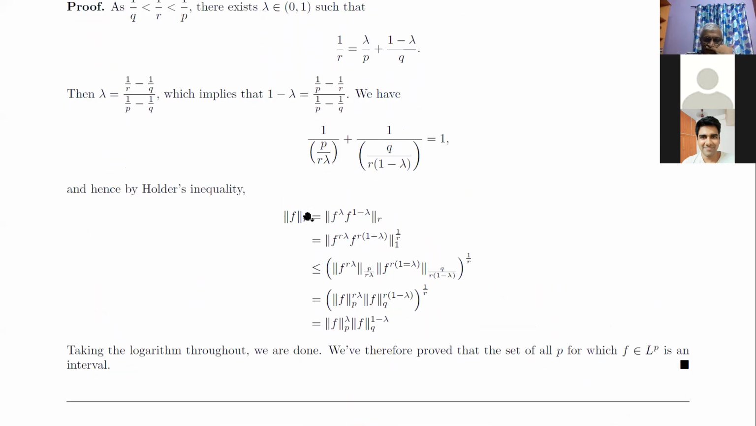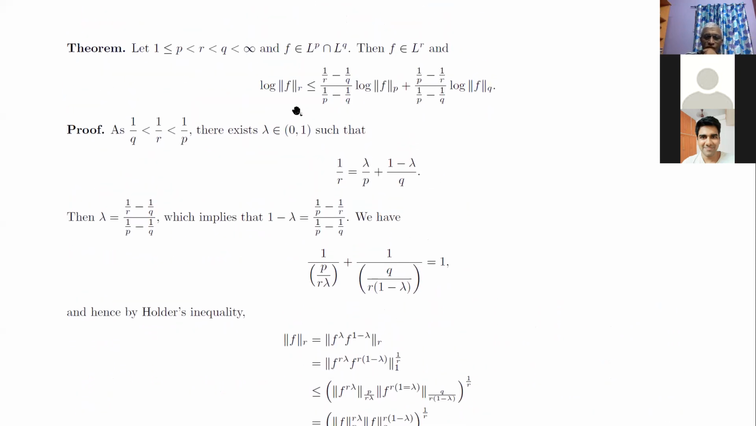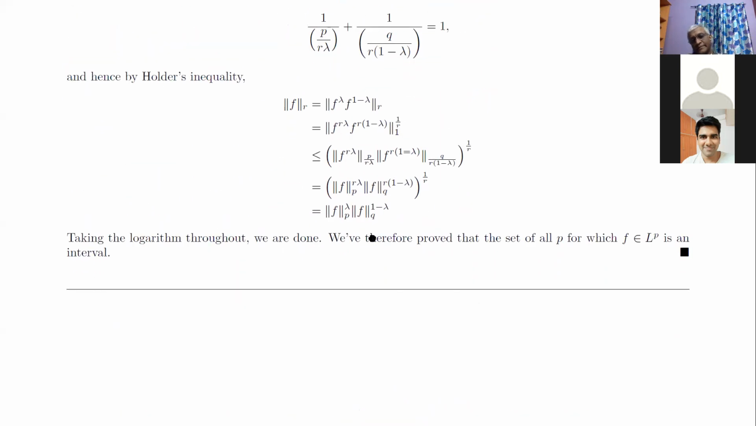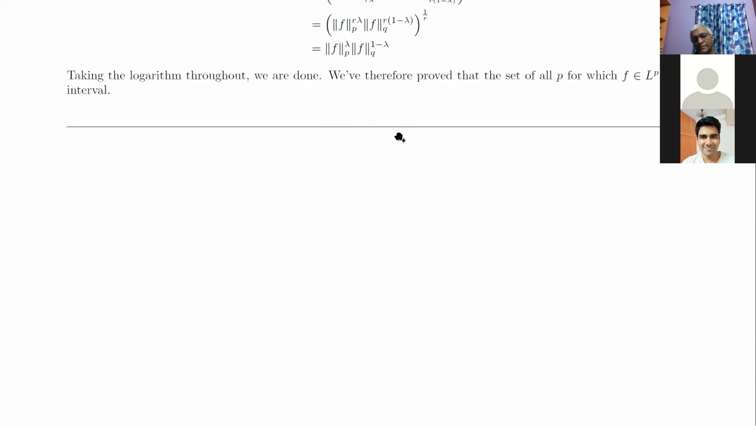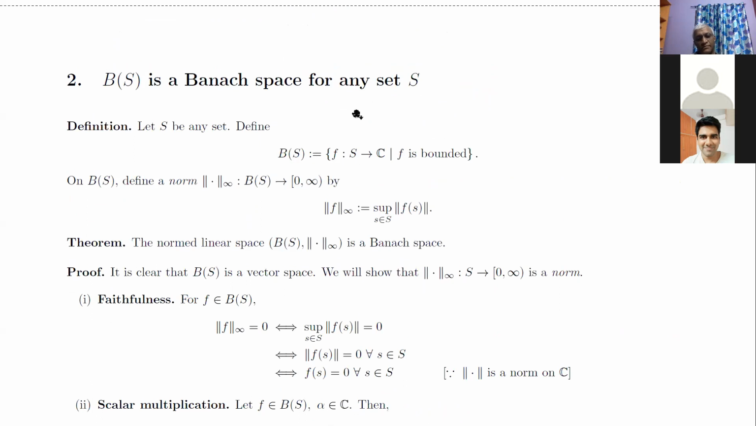And now just taking a logarithm throughout and writing out the definition of lambda, we get the second statement that we had wanted to prove. So this concludes the section about LP spaces. And next we move on to B of S.